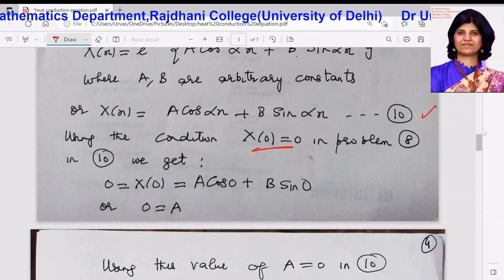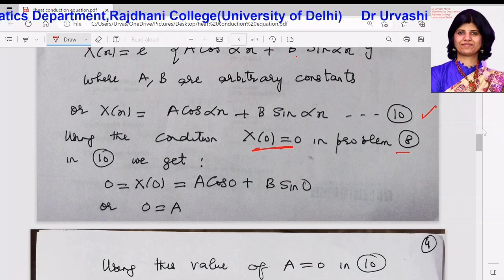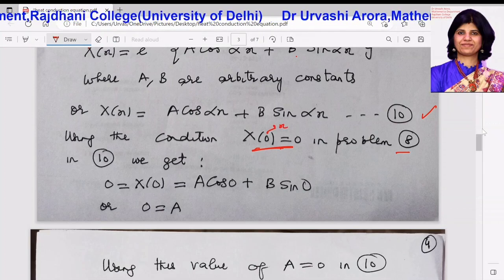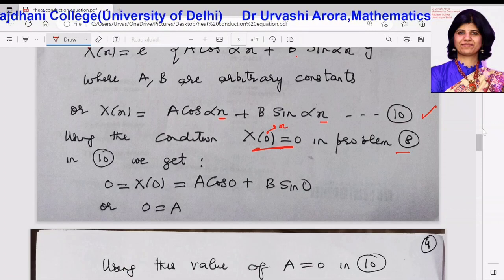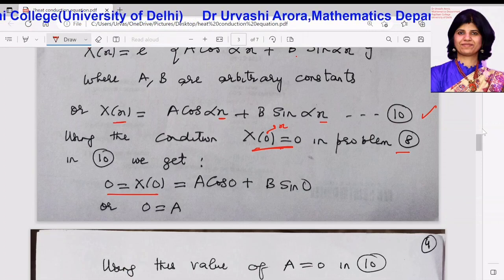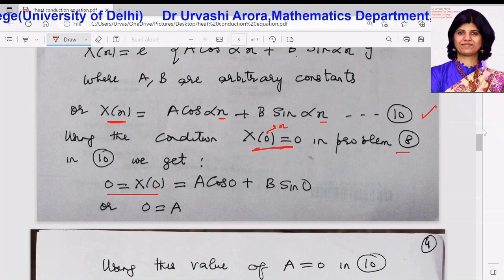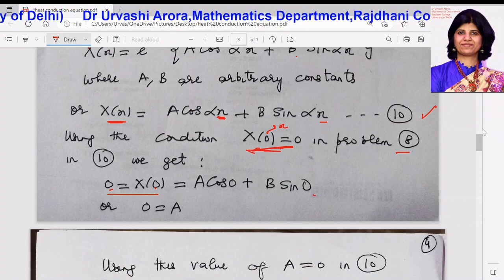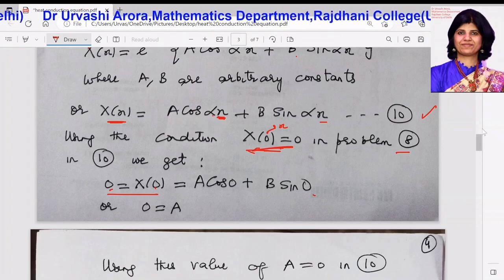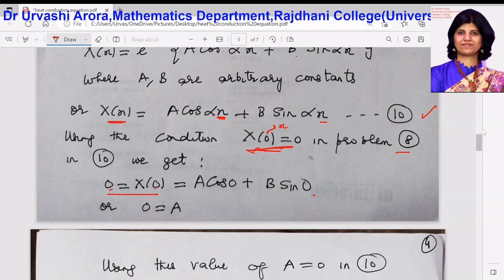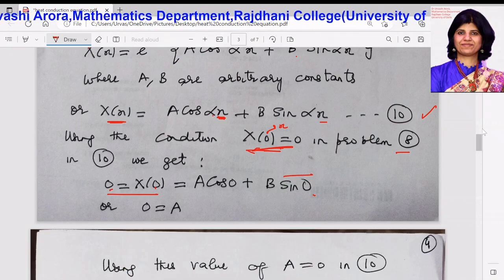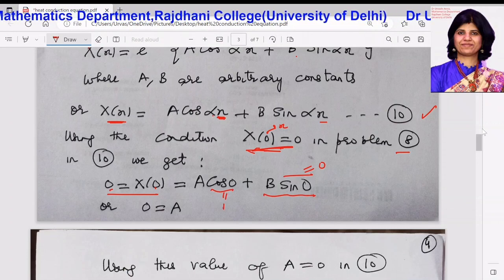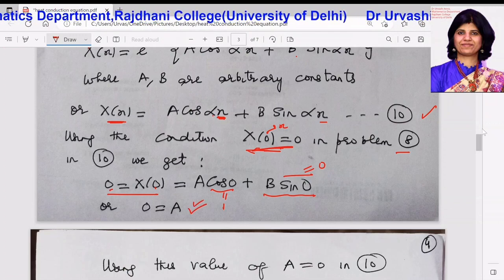Now use the first condition X(0) equal to 0, which is given in problem 8, in equation 10. This means that wherever small x is coming, I have to replace it by 0. So 0 is equal to X(0), this is the condition, which equals A cos 0 plus B sin 0. Cos alpha 0 is cos 0, and B sin alpha 0 is sin 0. The value of sin 0 is 0, so this term vanishes, and cos 0 is 1. So 0 is equal to A, and the value of the arbitrary constant A comes out to be 0.